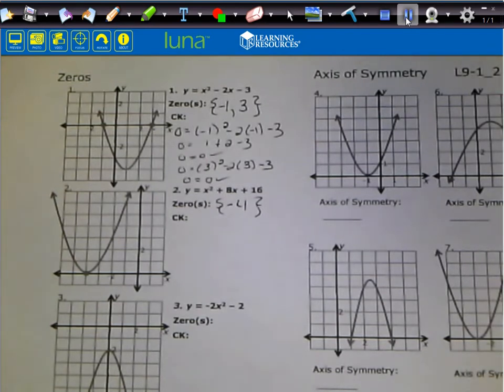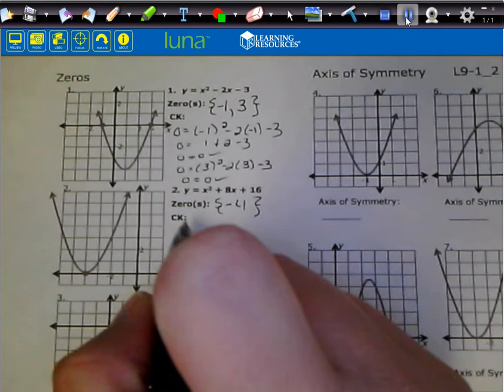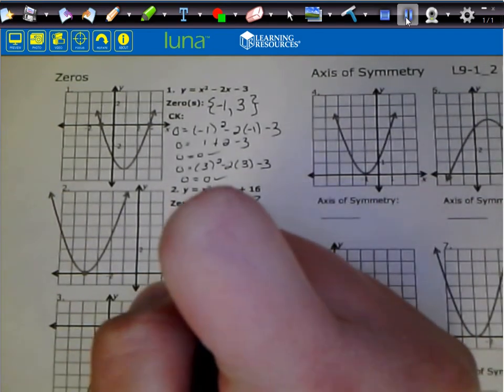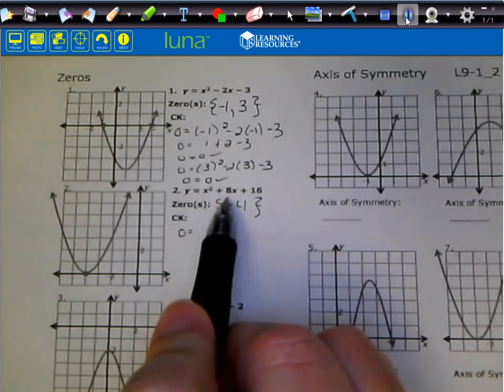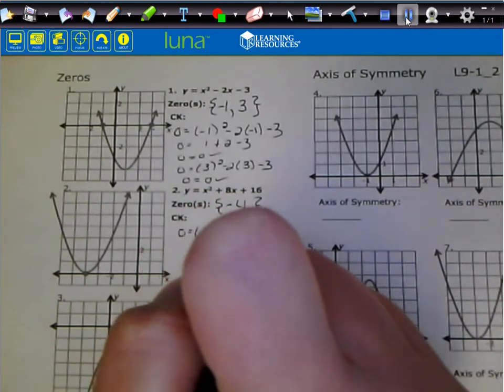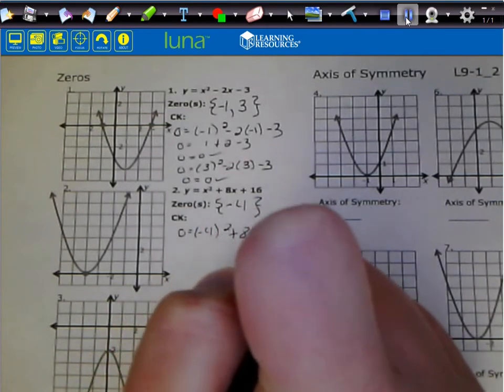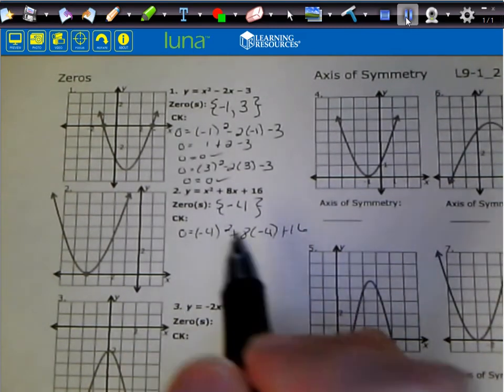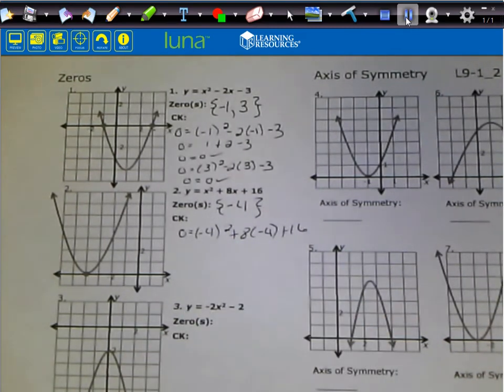And again, it's called a zero because when I plug it in, I should get 0. So that's what we're going to do. We're going to check it. Instead of y, we're going to put 0, and everywhere we see an x, we're going to plug in a -4. So I'm going to say (-4) squared plus 8 times (-4) plus 16. Again, notice everywhere I plugged in a negative 4, I put parentheses around it. You have to do that, especially if you're going to plug it into the calculator.